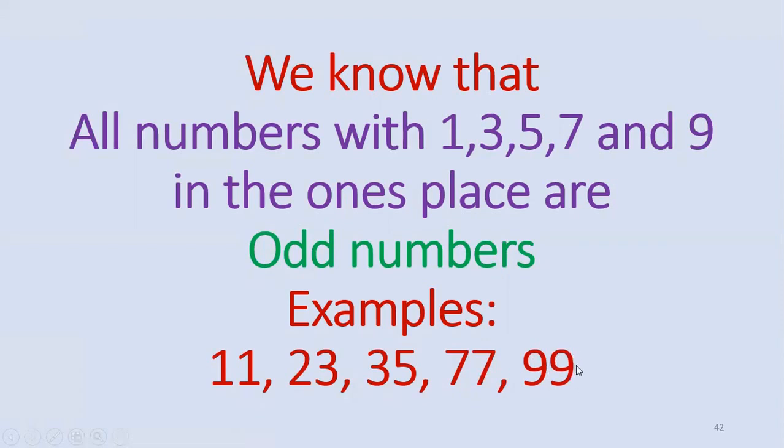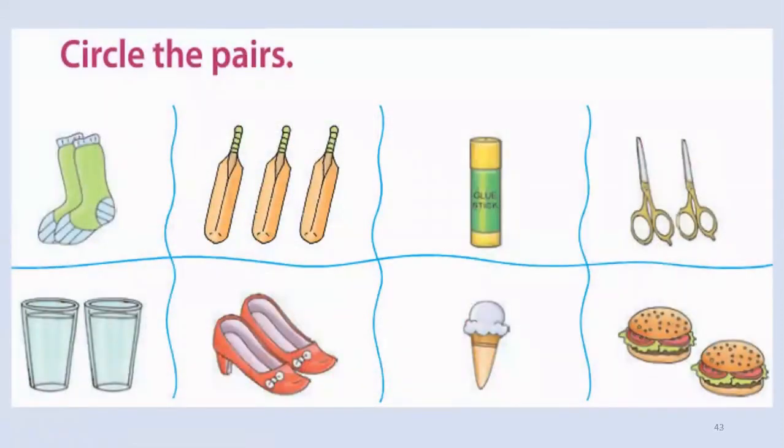So children, keep in your mind, numbers which end with 0, 2, 4, 6 and 8 are even numbers, and all the numbers which end with 1, 3, 5, 7 and 9 in the ones place are odd numbers. Now, let's do some practice. Circle the pairs. Now, there are some pictures here.